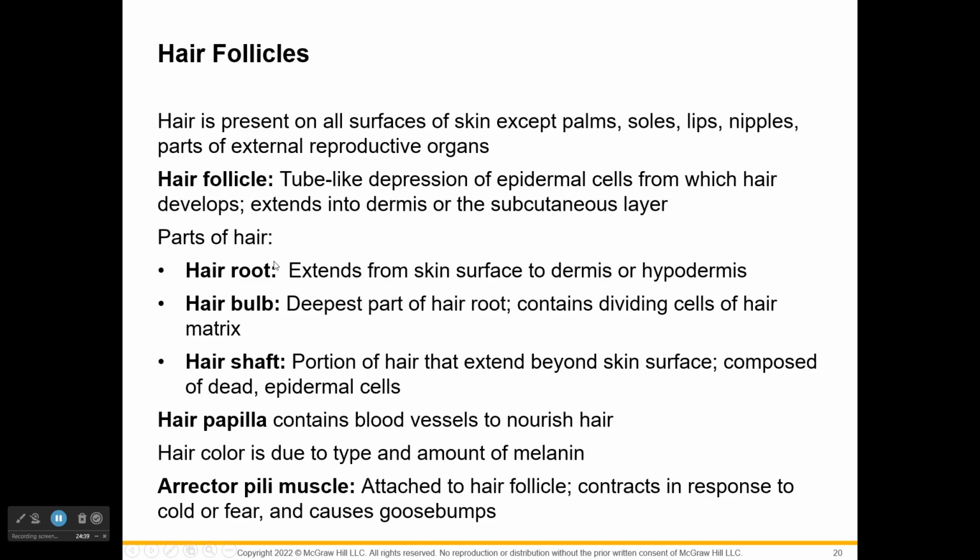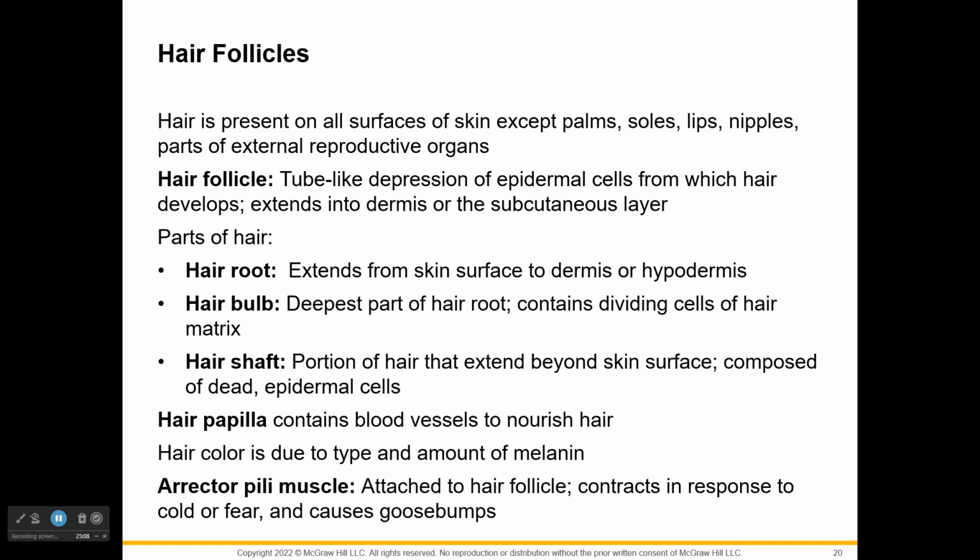Now, hair follicles are found everywhere except palms, soles, lips, nipples, and the external reproductive organs, or parts of them anyway. And a hair follicle actually is this depression of your epidermal cells where the hair actually develops. It is going to go into the dermis layer, but it actually can go, if you have a deep hair follicle, into subcutaneous layers. So there's 3 parts of a hair: the root, the bulb, and the shaft.